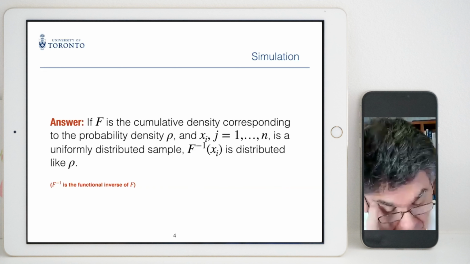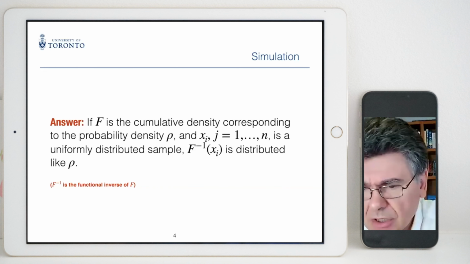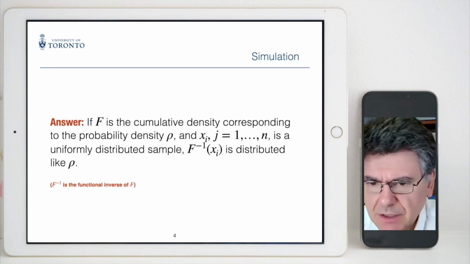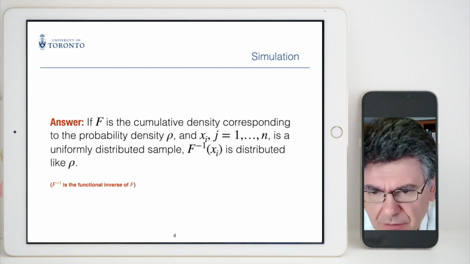Anybody else? Do I get a confirmation that it's clear? If it's not clear, say so. Okay, Peng says it's clear. Good. Okay, that's great.